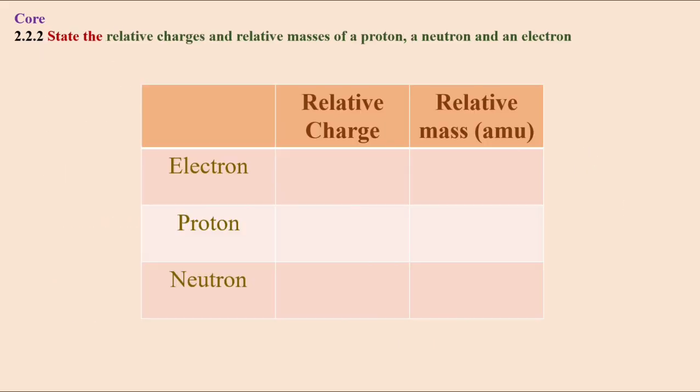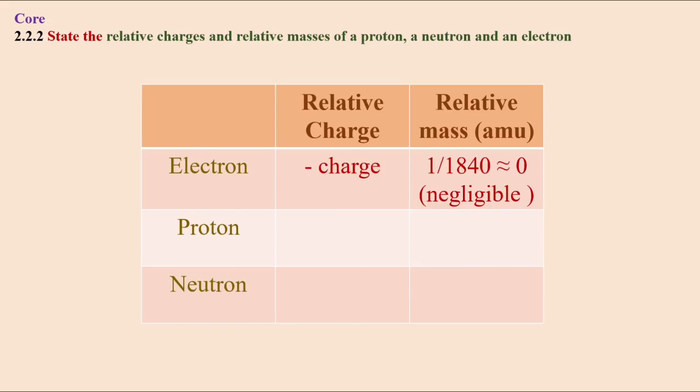Let's look at the relative charges and the relative masses of the electron, proton, and neutron. The electron has a negative charge and its mass is negligible, or nearly equal to 0. The proton has a relative charge of +1 and its mass is 1 amu, while the neutron has no charge and its relative atomic mass is also 1 amu.